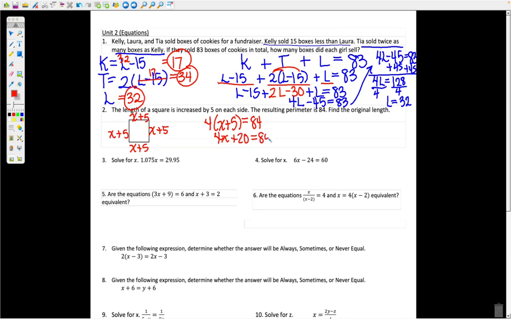And now subtract your 20 and divide by your 4. 4x equals 64, so x equals 16.